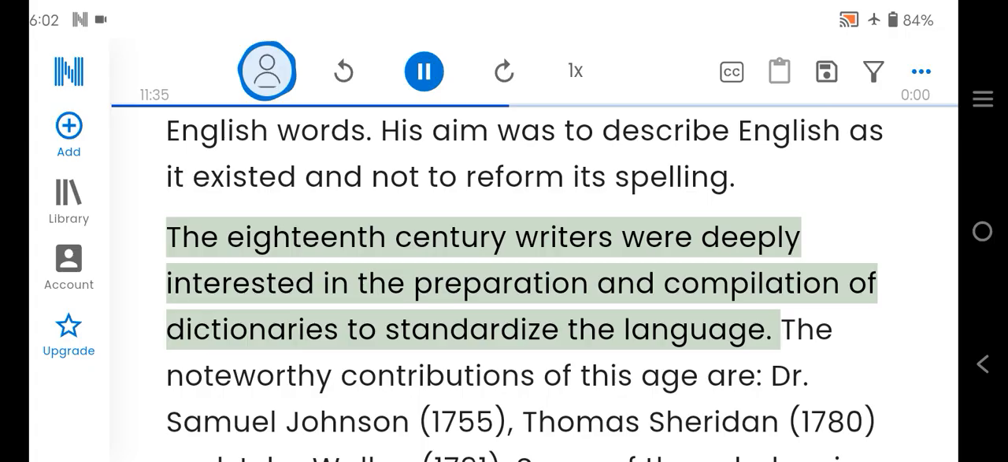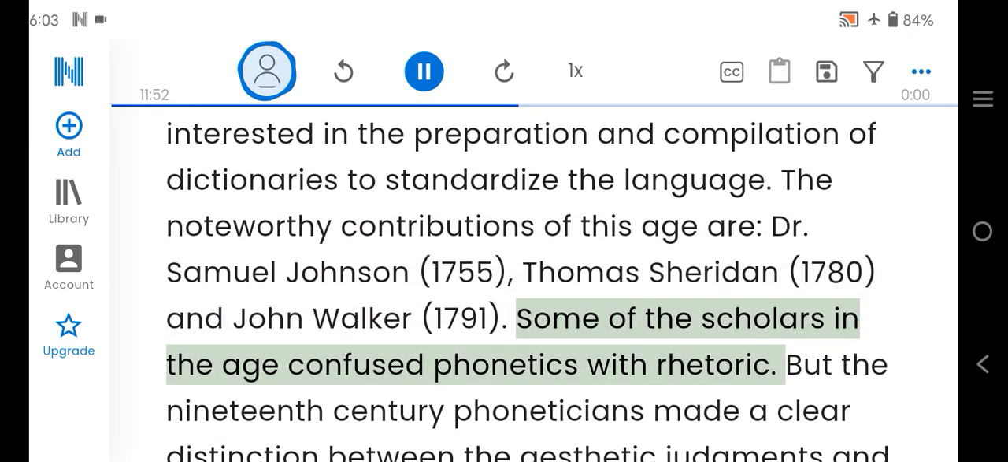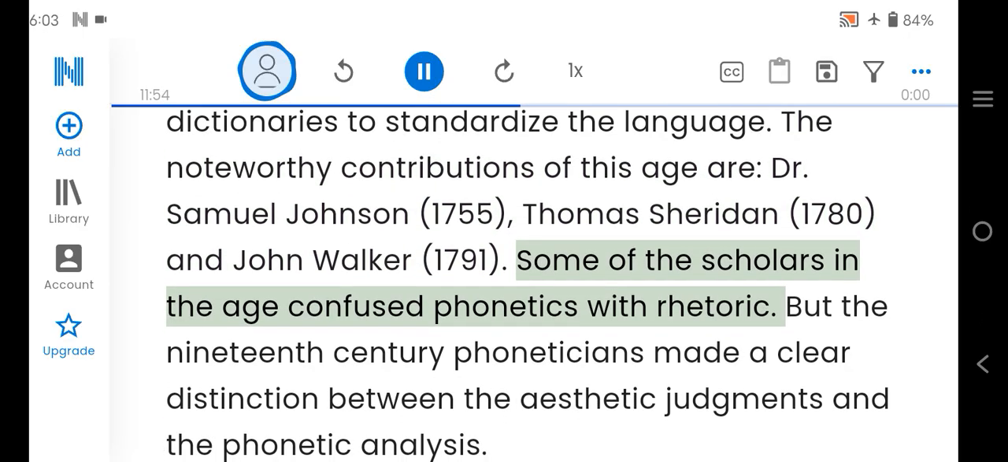The 18th century writers were deeply interested in the preparation and compilation of dictionaries to standardize the language. The noteworthy contributions of this age are Dr. Samuel Johnson, 1755, Thomas Sheridan, 1780, and John Walker, 1791. Some of the scholars in the age confused phonetics with rhetoric.